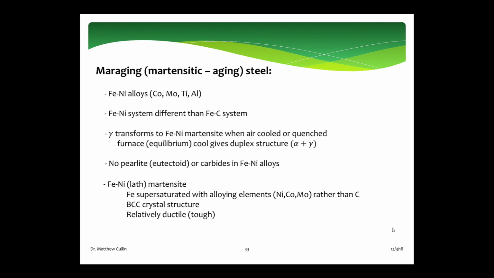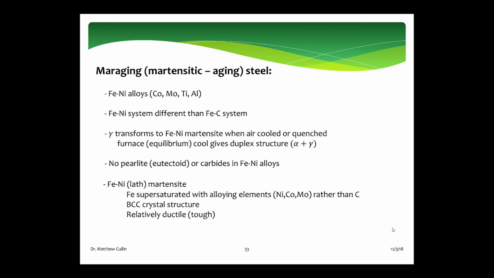So just to give you an idea of how cool and interesting and valuable this material is. It's an iron nickel alloy. We'll add cobalt, molybdenum, titanium, and aluminum as well. Remember that the titanium and aluminum, generally we're going to try to form precipitates with that. The iron nickel system is very different than the iron carbon system.